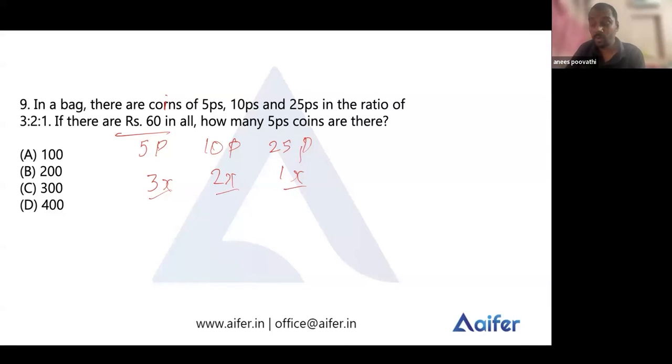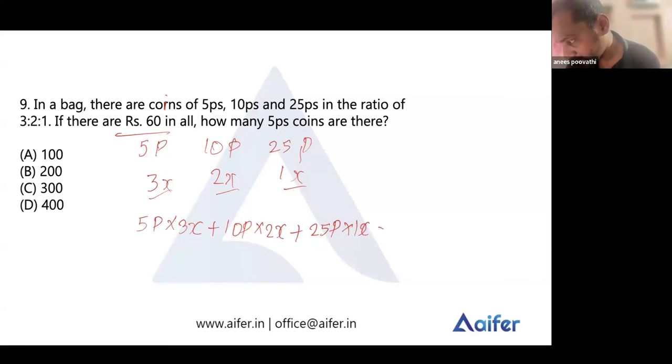Okay, so what we'll be doing is multiplying and finding the value. We can write 5 paisa into 3x plus 10 paisa into 2x plus 25 paisa into 1x equals rupees 60. Here it is paisa, so we want to make the 60 also into paisa. So 1 rupee is 100 paisa, so we'll be having 60 into 100.